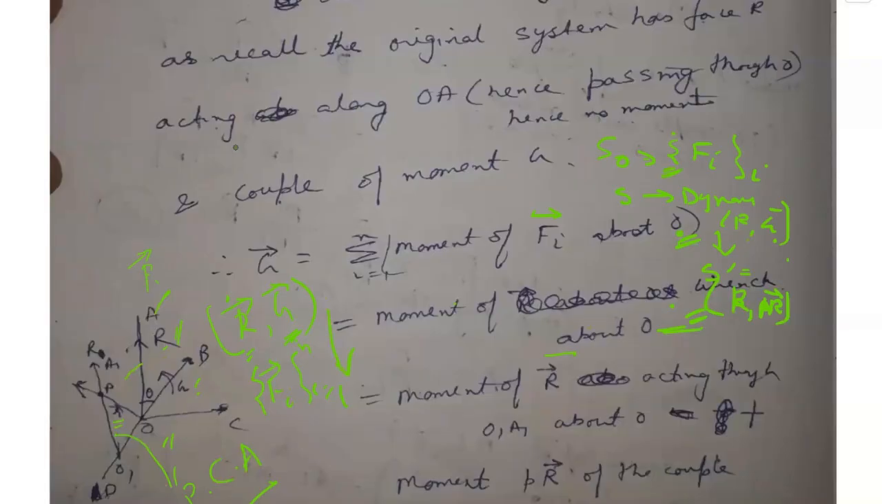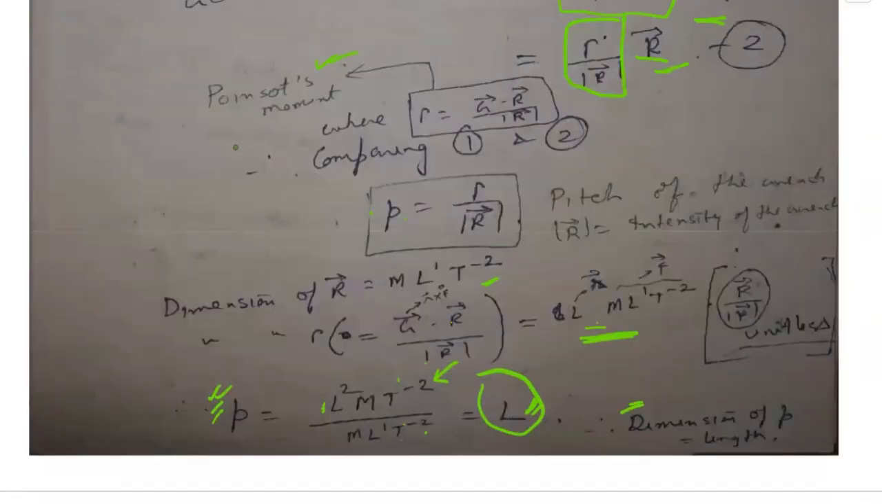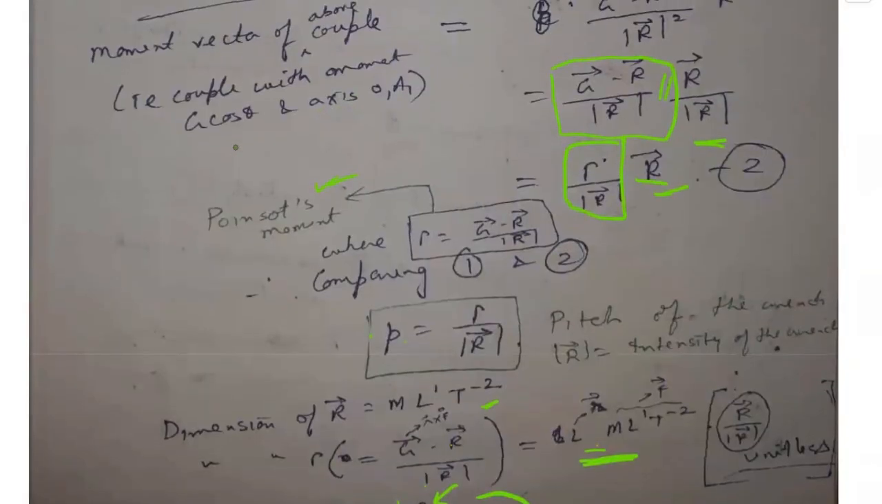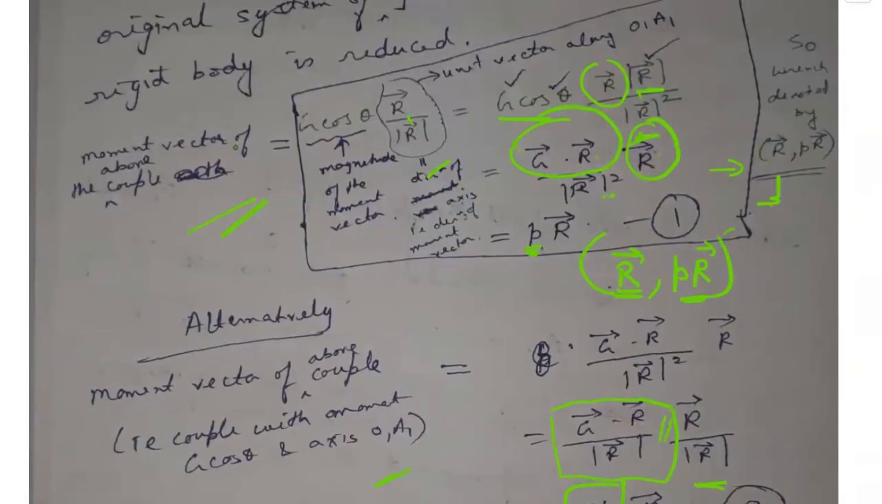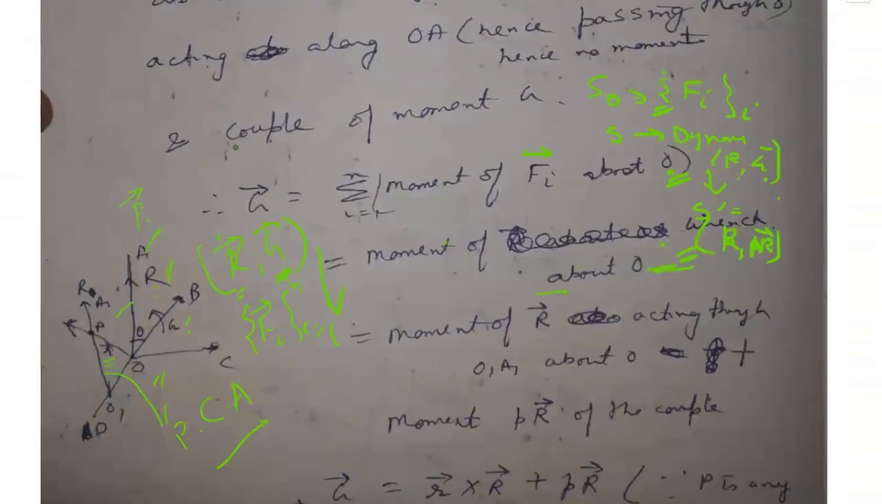Now the range consists of R acting through O1A1, this one, and the moment of the couple. Now, what is the moment of the couple? We already wrote PR, which I have just shown. Gamma is the moment of the vector couple. What did I find out? PR. So the moment of this couple equals PR. So I should add the moment of R acting through O1A1 plus the moment PR of the couple.